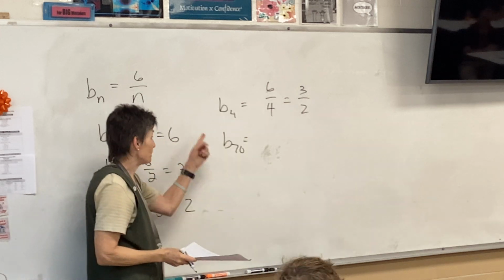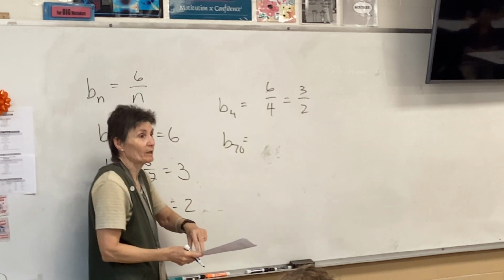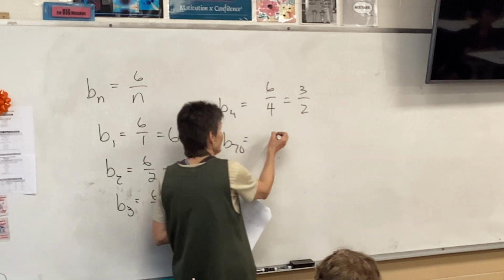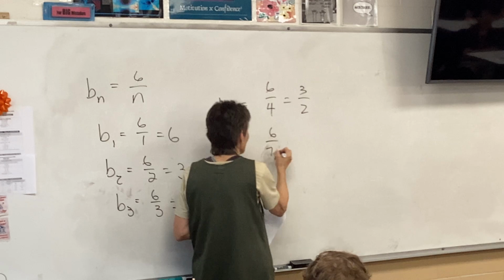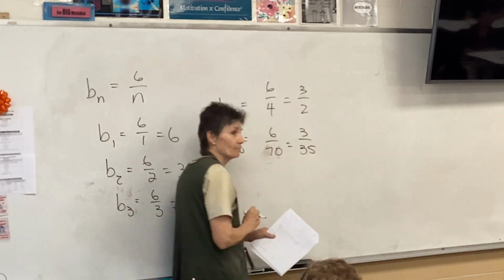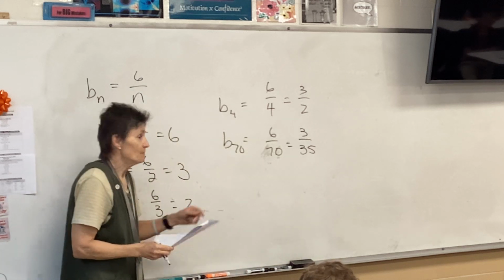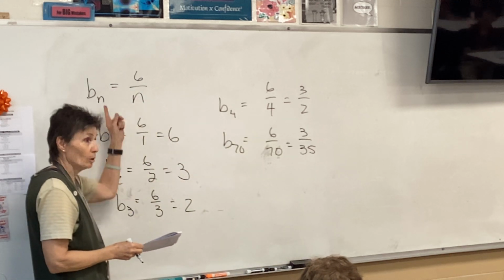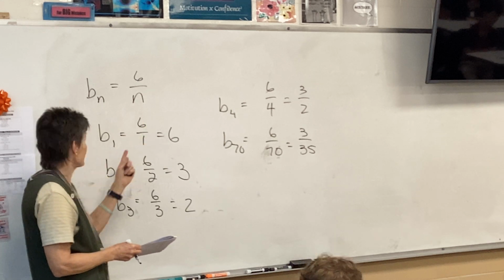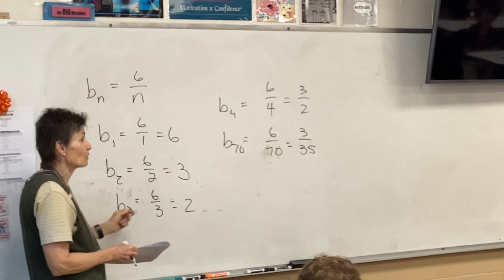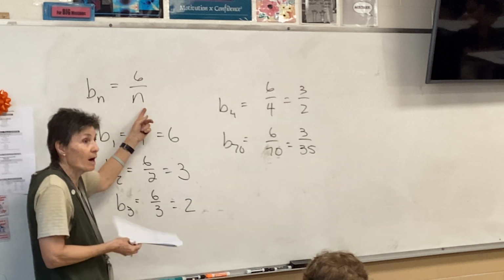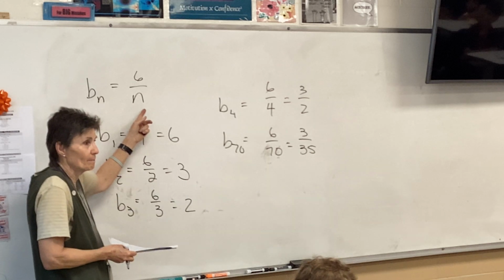And we don't have to keep going. If for some reason you want to know what B sub 70 is, we can skip to it. What's B sub 70? 6 over 70, which is 3/35. This is called the general rule for the sequence. You can find whatever term you want. This is the first term, second term, third term. You can find whatever term you want by just plugging in whatever it is, 100, 800, whatever you want.